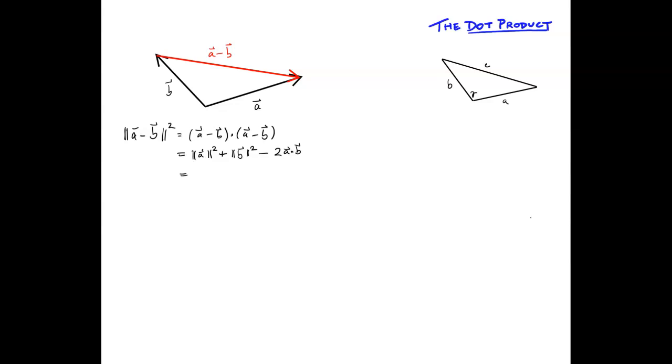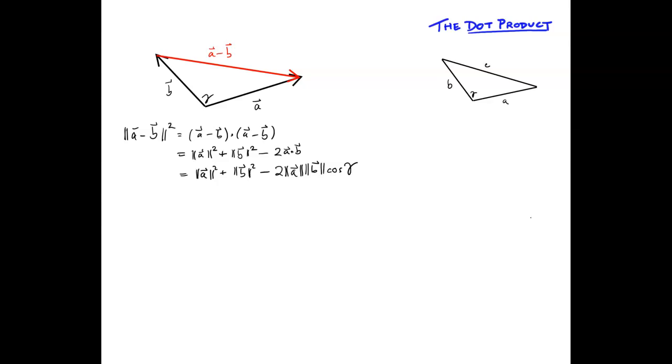Because let's just look at that last term. What's A dot B? One thing we know about A dot B is that it can be represented as the length of A times the length of B times the cosine of the angle between A and B. And I called that gamma over here, so I better call it gamma over here. So that's going to be cosine gamma.